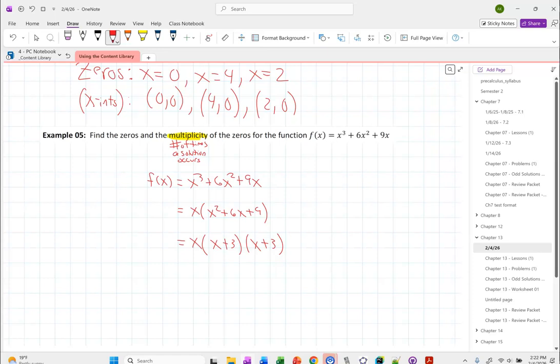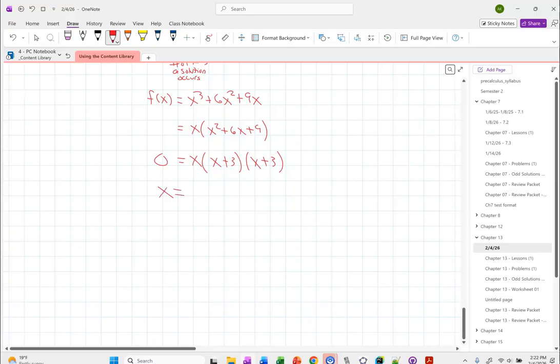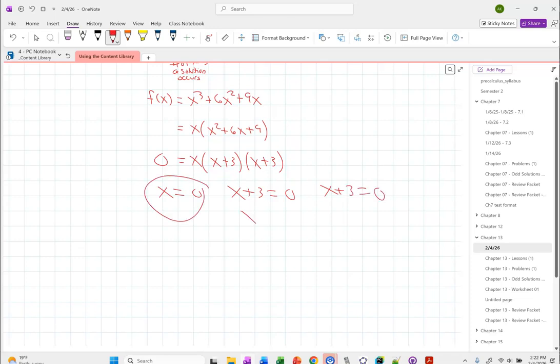Can I factor x plus 3 anymore? Can I factor the other x plus 3 anymore? No, they're not differences of two squares, because they're degree 1. They're not sum or differences of two cubes, because they're degree 1. I am finished. I then set this equal to 0, and then I apply the zero product property and solve.